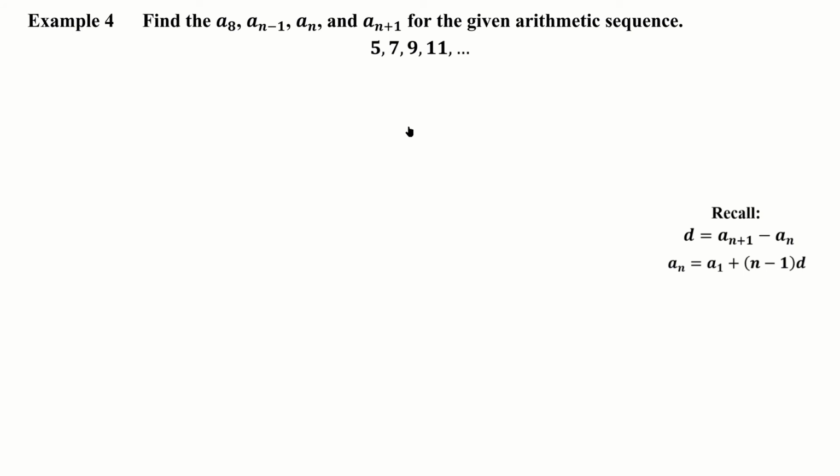All right, as you know, the first thing which we would want to find is D, which we can easily find using this formula right here. So D, I can take any pair of terms. I'll just take the first and the second. So 7 minus 5 will give me 2 for the value of D.